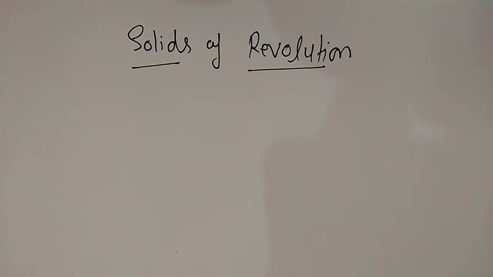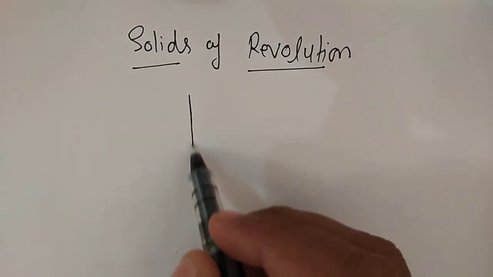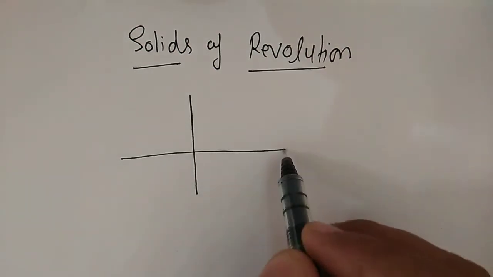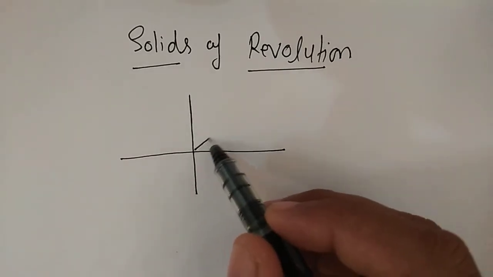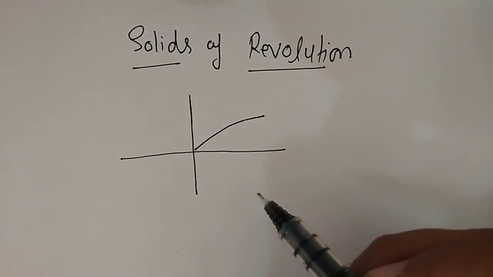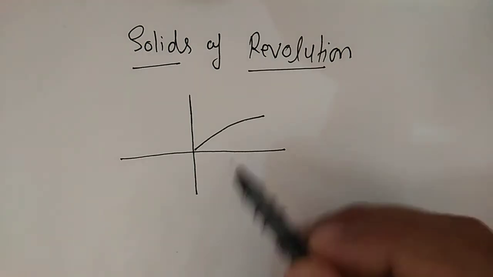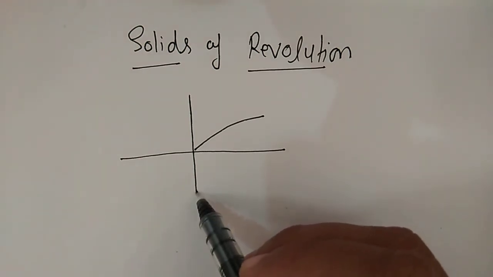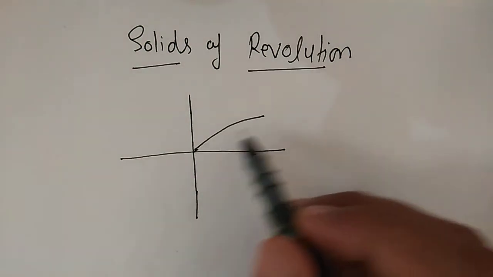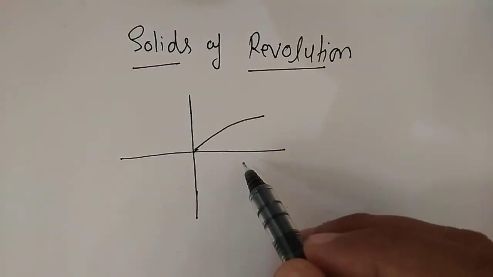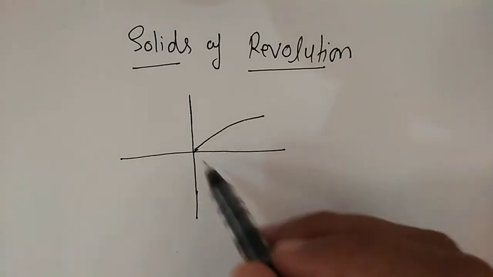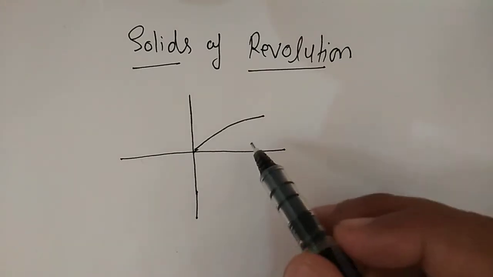In this video I am going to explain solids of revolution. So what is the solid of revolution? If you take any curve and rotate it along some axis, either the x axis or the y axis, we get one disk. That disk is called a solid of revolution.